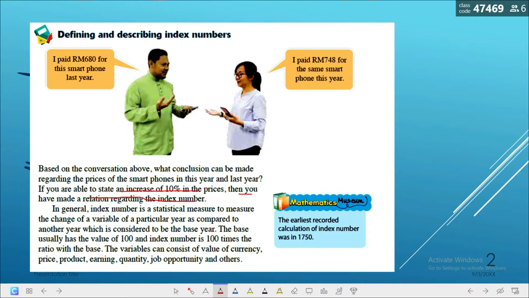In general, the index number is a statistical measure to measure the change of a variable in a particular year as compared to another year, which is considered to be the base year. Here the base year is last year, because we compare with last year's price. The base usually has the value of 100, and the index number is 100 times the ratio with the base. The variable can consist of the value of currency, price, product, earning, quantity, job opportunity, and others.